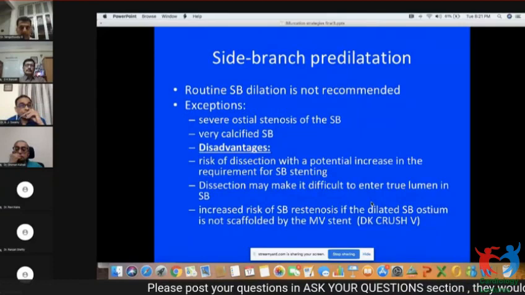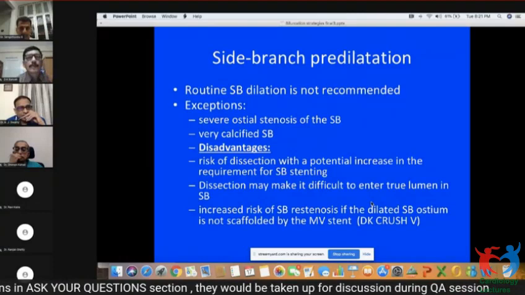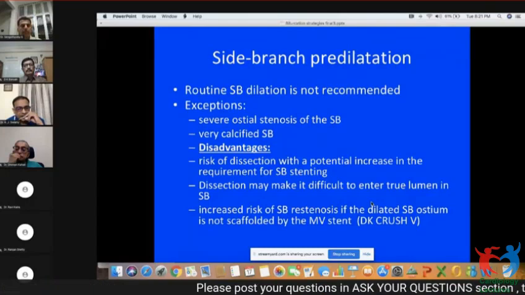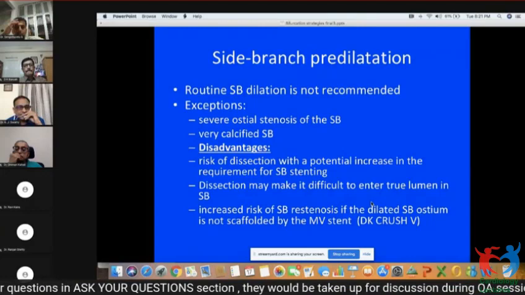Routine side branch predilatation. Routine predilatation is not recommended. Exceptions are in very, very severe ostial stenosis of the side branch or in a very calcified side branch. There's a problem with the risk of dissection with a potential increase in the requirement of side branch stenting if one does actually predilate. And dissection may also make it extremely difficult to enter the true lumen into the side branch after having placed a stent in the main branch.